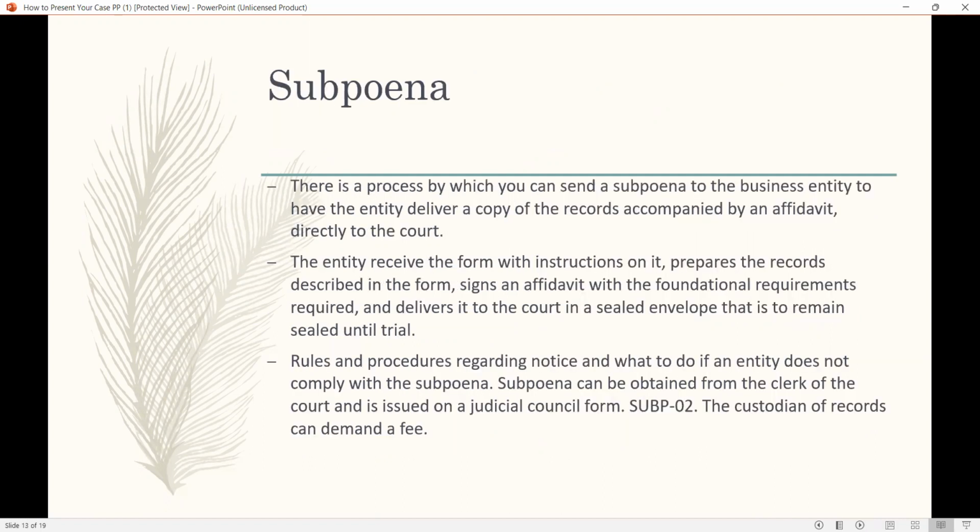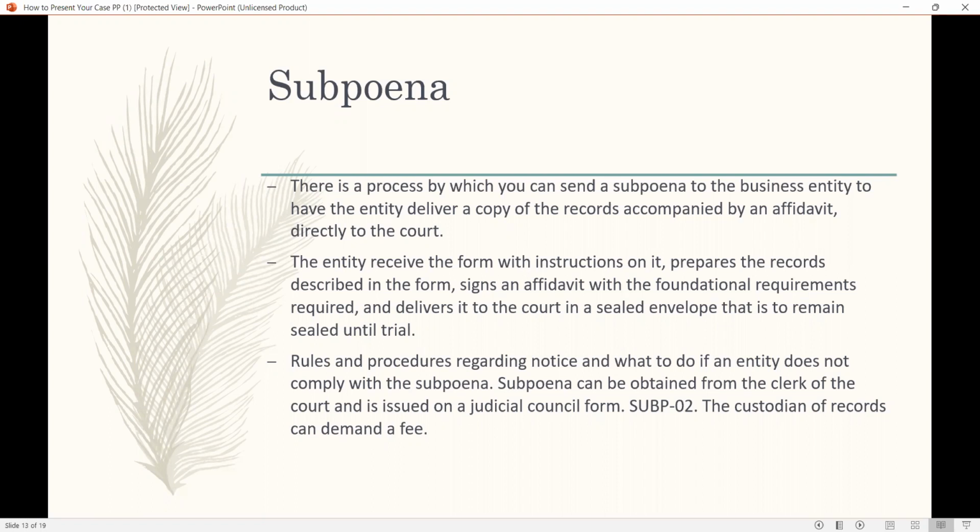An alternative to having the custodian of records or a witness appear in court to have your record admitted is known as a subpoena. So there is a process by which you can send a subpoena to a business entity in order to have that entity deliver a copy of your records directly to the court, and have the records accompanied by an affidavit from the entity attesting to all of the facts that the court needs to know in order to admit it.